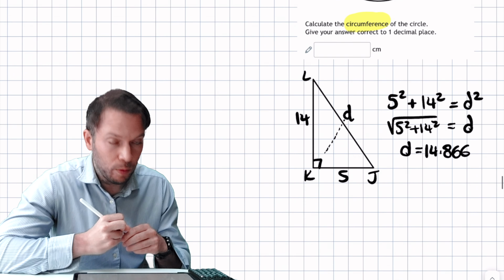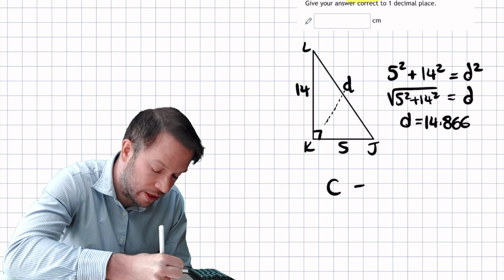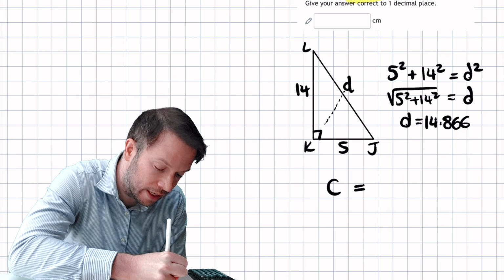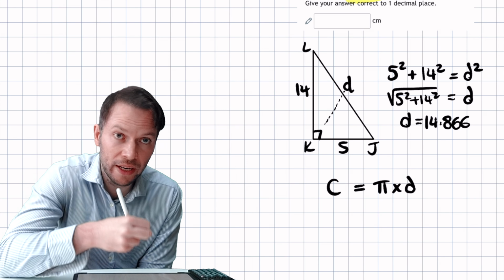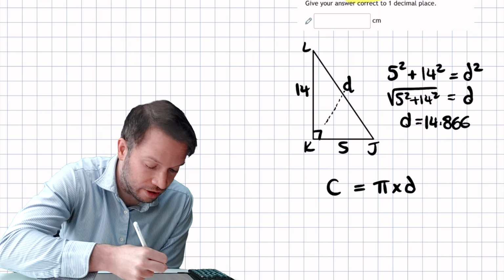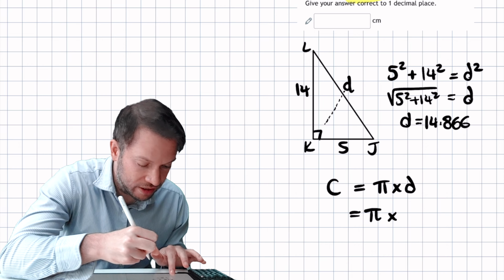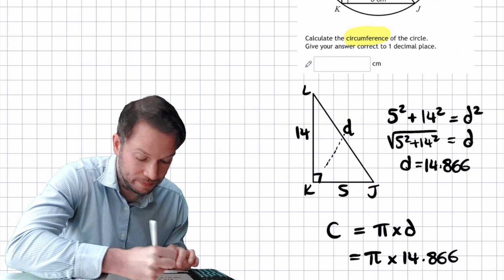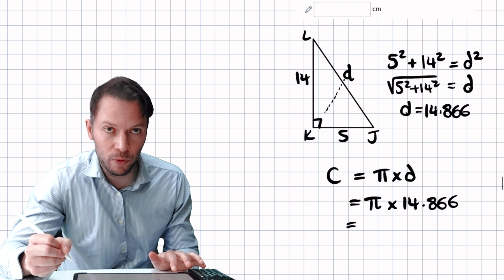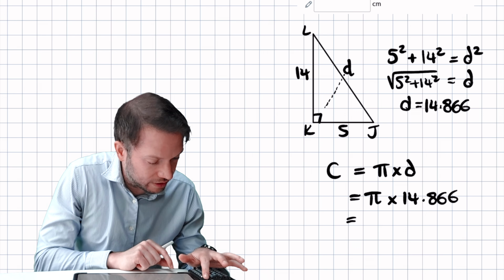Now, in another skill, we worked out how we could find the circumference of the circle. The circumference of a circle is pi times the diameter of a circle. Or you might have also seen 2 times pi times the radius, 2 pi r. So the circumference is just pi multiplied by the diameter, which we worked out was 14.866. Now, pi is just a fixed value, it's 3.141, etc., but you can get it on your calculator. And let's times these together.